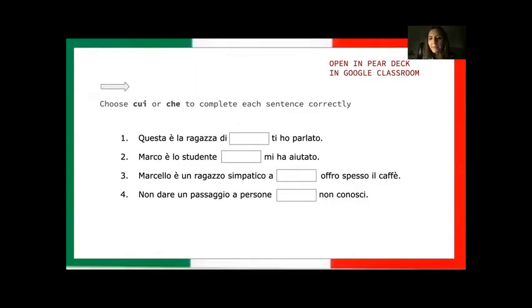I'm going to give you a couple minutes. I'm going to ask the whole class to open this in Peer Deck. You can find an assignment posted in Peer Deck on Google Classroom with a Peer Deck link. You can go ahead and I'll give you a couple minutes to get started. All right, so I'll give you 5 minutes for you to complete the assignment. Let me know if you have any questions.